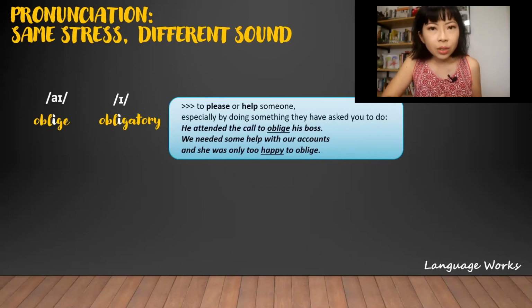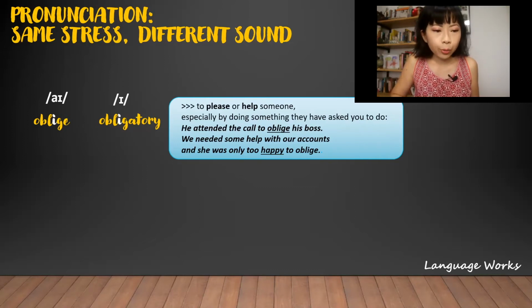I'm going to explain a little bit about the word oblige. To please or help someone, to make someone happy, especially by doing something they have asked you to do. Example sentences: he attended the call to oblige his boss. We needed some help with our accounts, and she was only too happy to oblige. So this is pleasing or helping somebody.